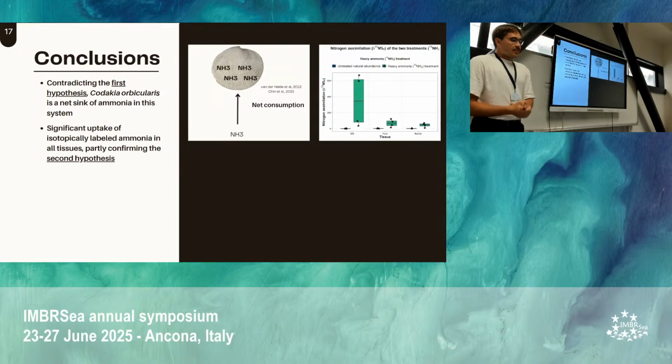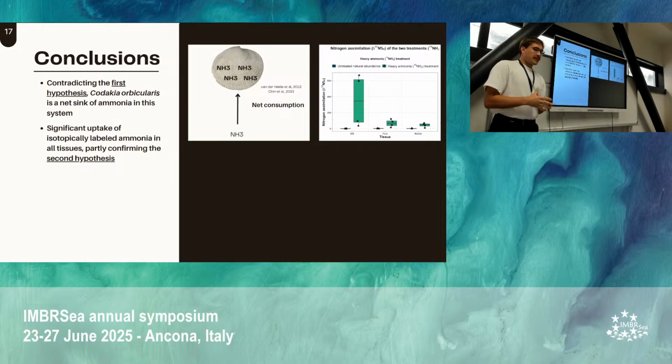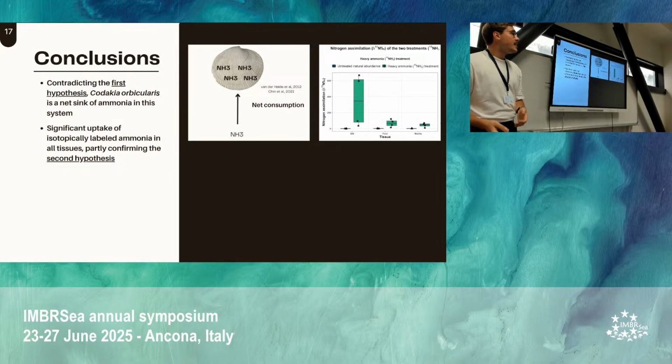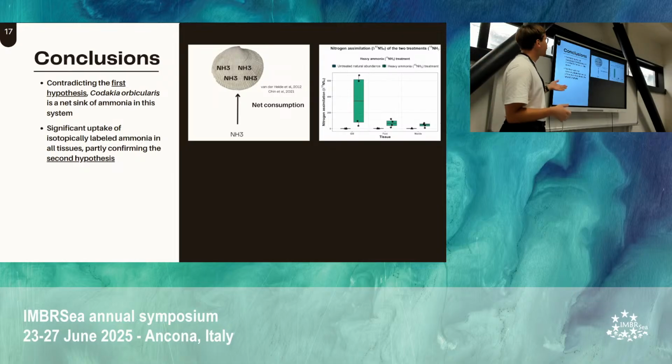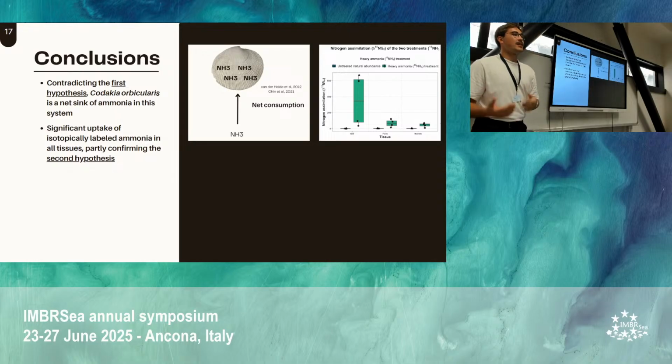For our second conclusion, we see a significant uptake of isotopically labeled ammonia in all tissues, so we're partly confirming our second hypothesis. We see very substantial evidence for the fact that they prefer ammonia and they take it up. We do not find this for nitrates, so we can only partly confirm this hypothesis.